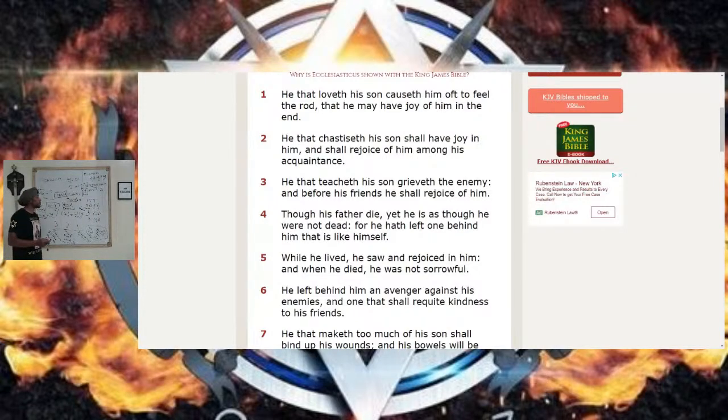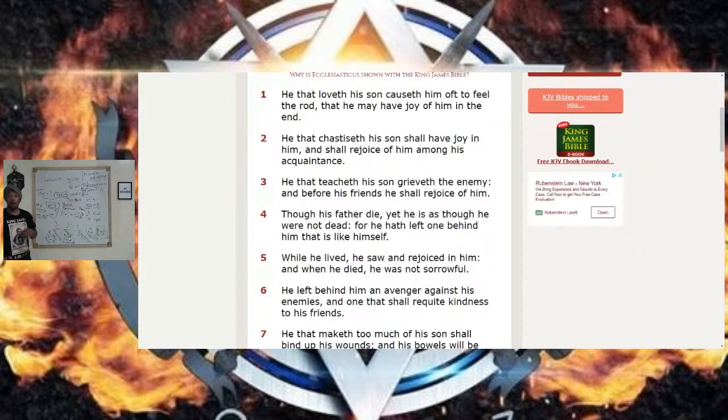Read it from the top again. Look, can I give you some verse scripture? Oh, sure. Ecclesiastes 30:3: He that teaches his son grieveth the enemy, and before his friends he shall rejoice of him. Read it again. He that teacheth his son. To me, this is something very important. The enemy does not want men to teach their sons. According to the Bible, God said, He that teacheth his son grieveth the enemy.